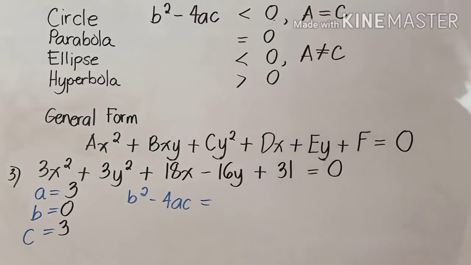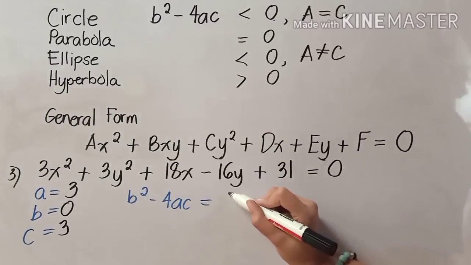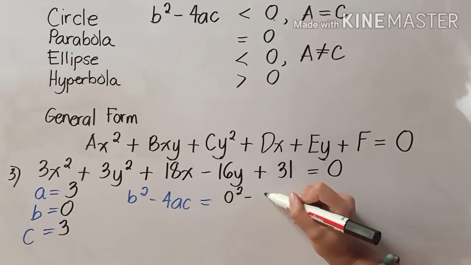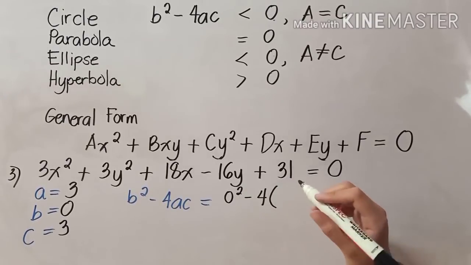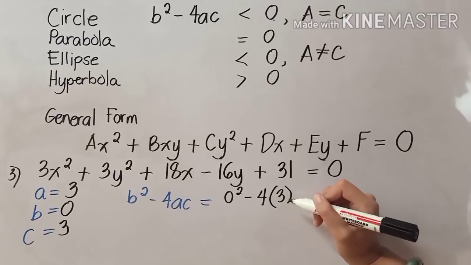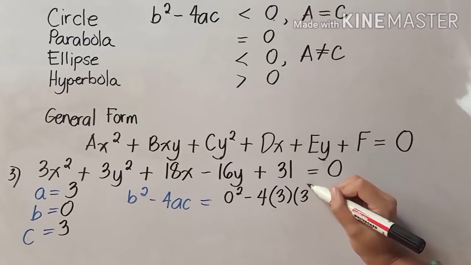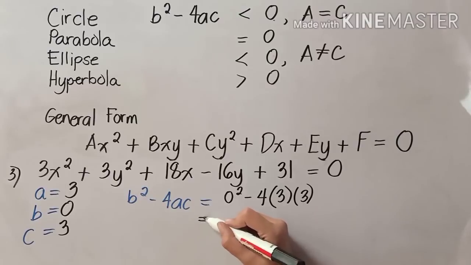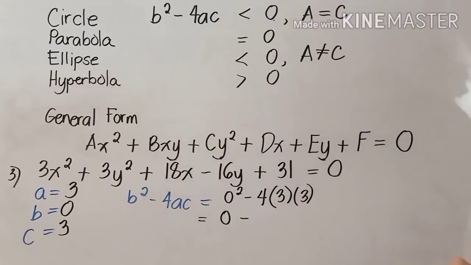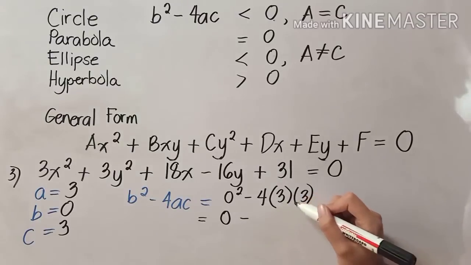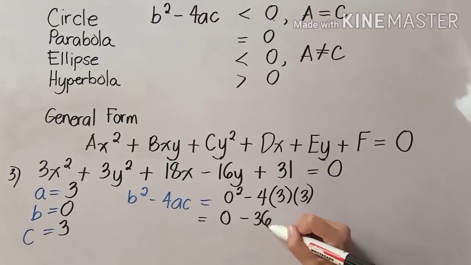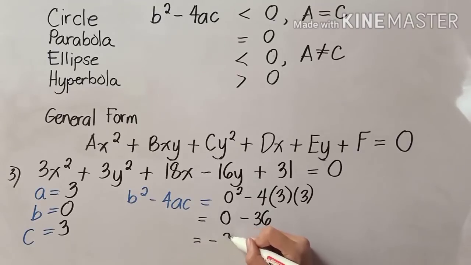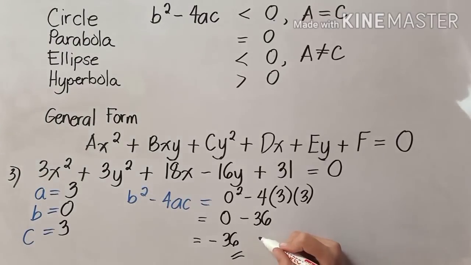We are now ready to solve for the determinant b squared minus 4ac. By plain substitution, our b is 0, so it will be 0 squared minus 4 is constant times a is 3 times c is 3. Therefore, our answer here is 0 minus, 4 times 3 is 12 times 3 is 36. Therefore, our final answer is negative 36. As you can see, negative 36 is less than 0.